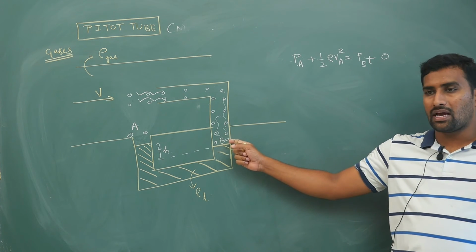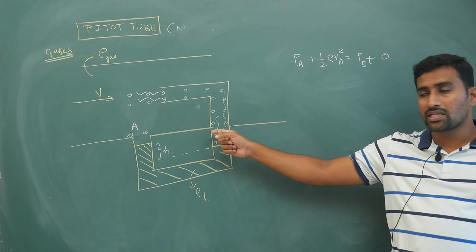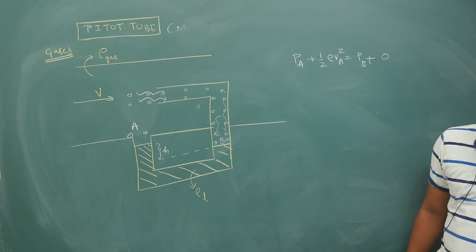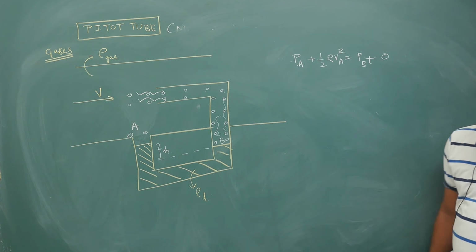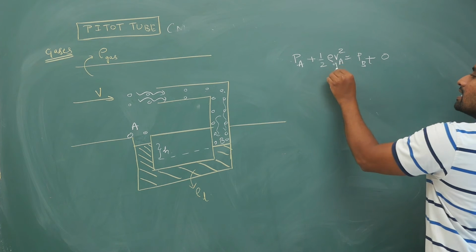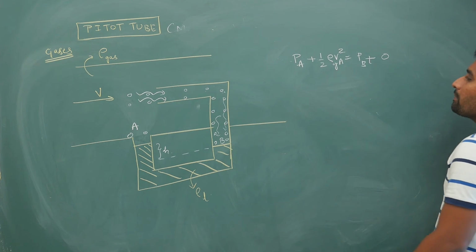If it is not 0, what will happen? These molecules will transfer their momentum to this liquid. As a result, the liquid will further rise to some height. Getting my point? So pressure at A plus half of rho of gas into VA square is equal to PB.